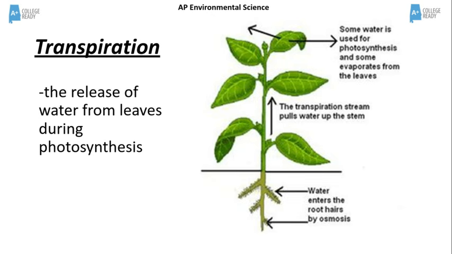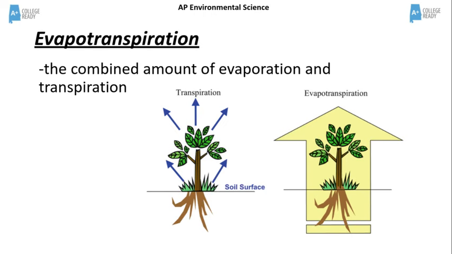Transpiration is the release of water from leaves during photosynthesis. In the diagram of the plant, we can see how water moves through a plant body. Water enters the plant through the roots and is pulled through the body, and eventually some of it will evaporate out of the leaves. The term evapotranspiration is used to refer to the combined processes of evaporation and transpiration.